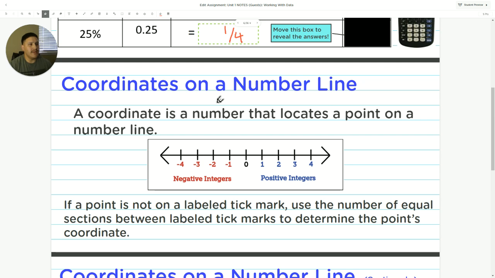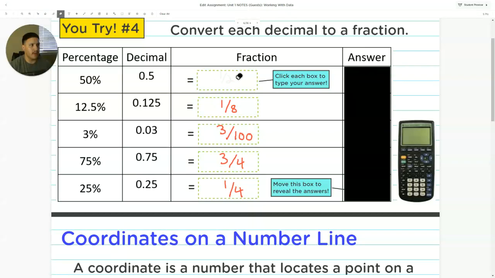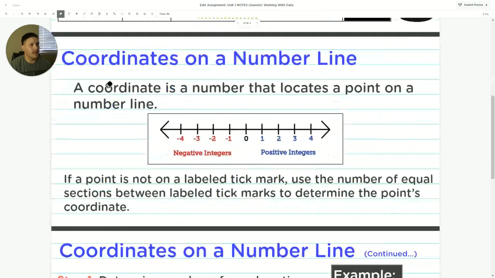Coordinates on a number line. A coordinate is a number that locates a point on a number line. Before I do that, let me erase these. So again, a coordinate is a number that locates a point on a number line. If a point is not on a labeled tick mark, use the number of equal sections between the labeled tick marks to determine the point's coordinate. Because not every point is going to be on a whole number.